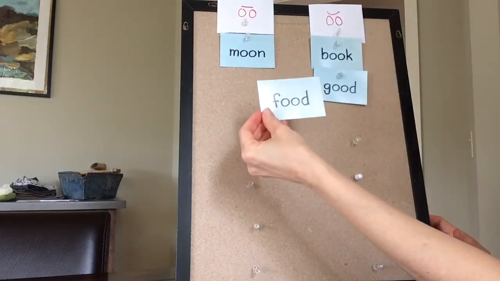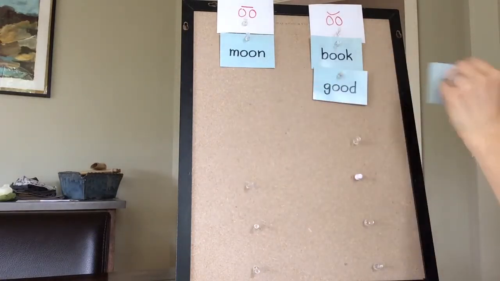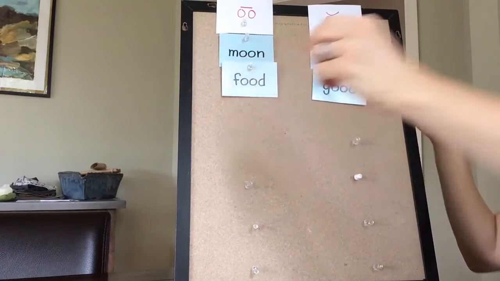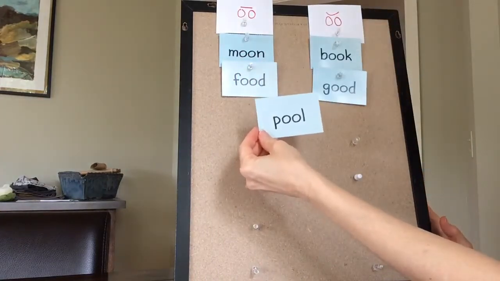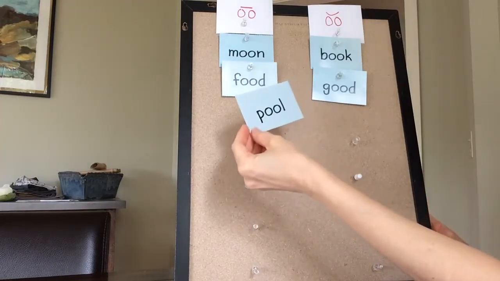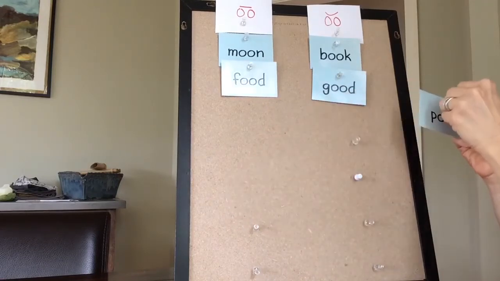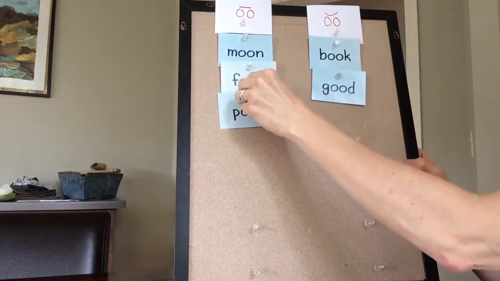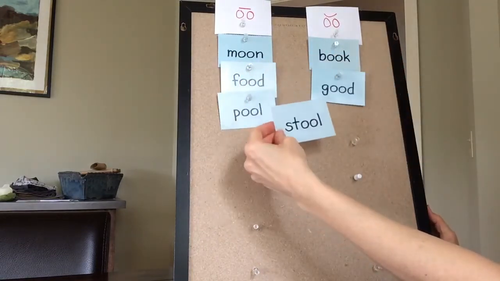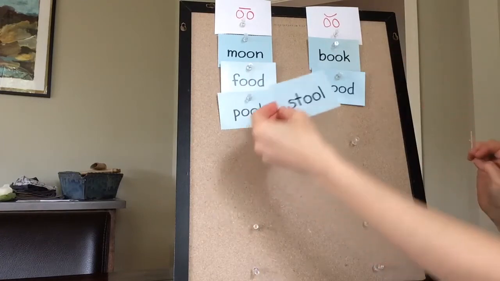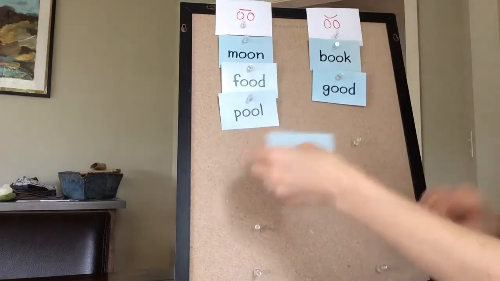Food. Moon or book? Food is like moon. Yep. Food. Right there. Stick it up there. How about pool? Pool is like book or moon? It's like moon. It's also like another word that we're going to turn into a snap word later in just a little bit. Okay, now we have stool, moon, or good. Or book. Yes, it should be on the pool side, the moon side.